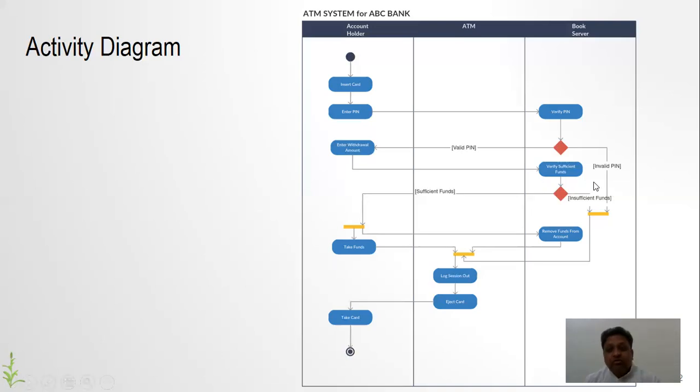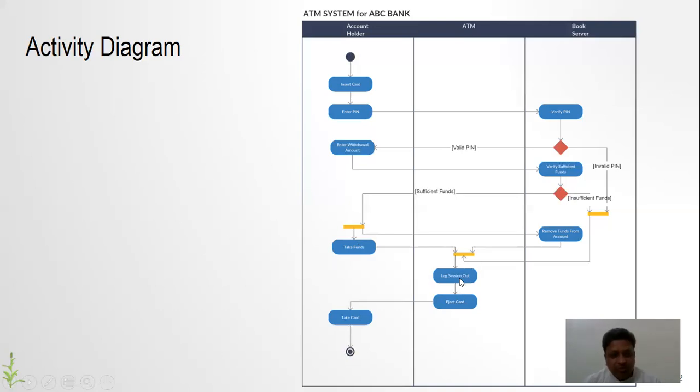Again, it will also verify with the system whether the per day transaction is within the limit or not. That will also be verified. If it is insufficient funds, again it will go back to the exit mode. But if it is sufficient funds, then it will go to take funds. So there is an activity. So the transaction will happen. Once the transaction happens, it will go to the logout session.